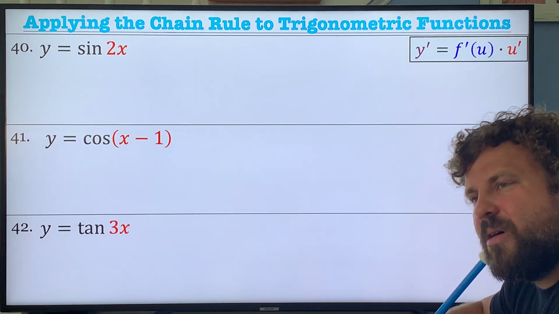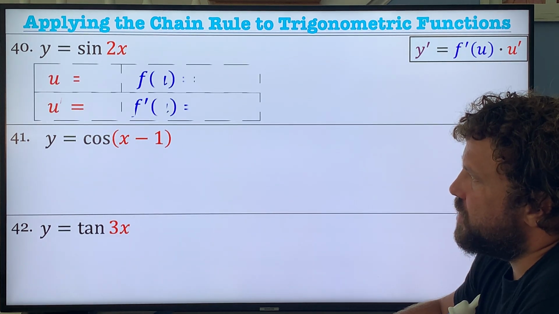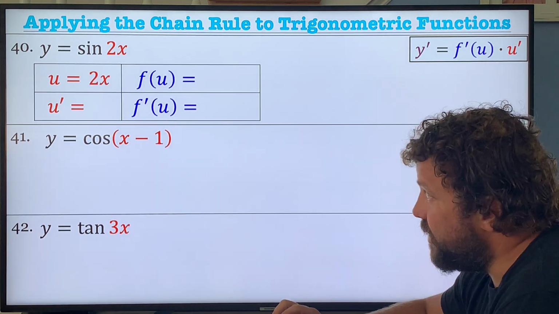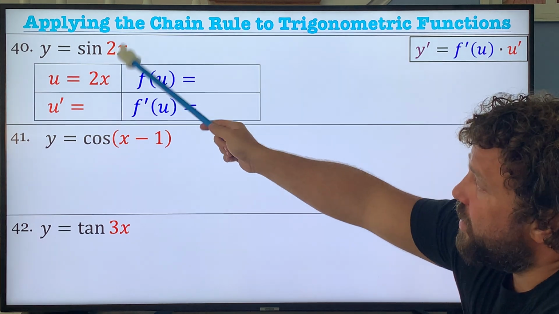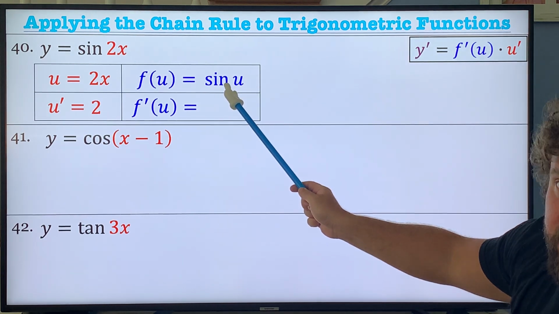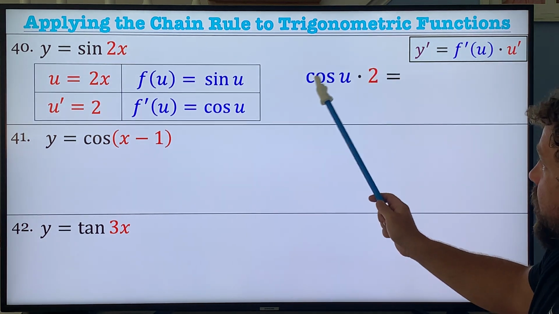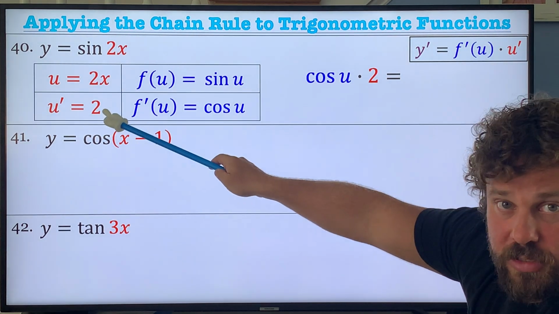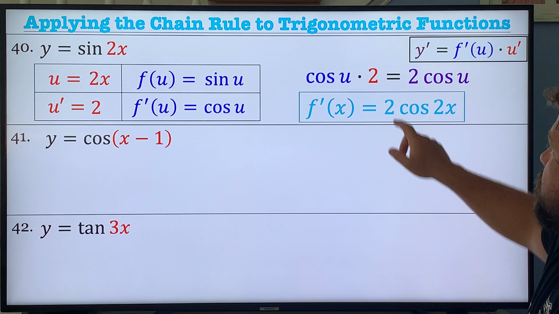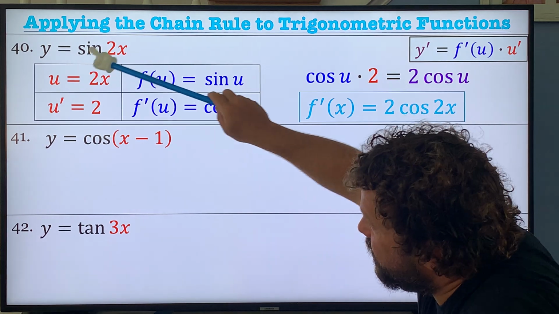I'll show you. Derivative of y equals sine 2x. Now let's look at this. What is my u? It's what's inside the trig function. It's 2x. I gave you the hint. What's my f of u? Sine, replace that with the u. Derivative of 2x is 2. Derivative of sine is cosine. So, using this, it would just be cosine u times u prime, which is 2. So it'd be 2 cosine u, and what was my u? 2x. 2 cosine 2x. So what you're doing is, derivative of 2x is 2, cosine 2x.